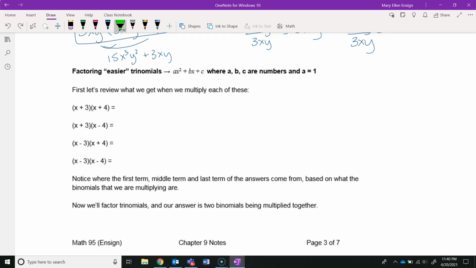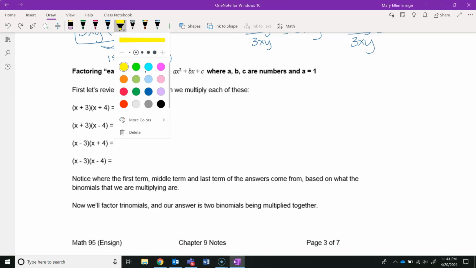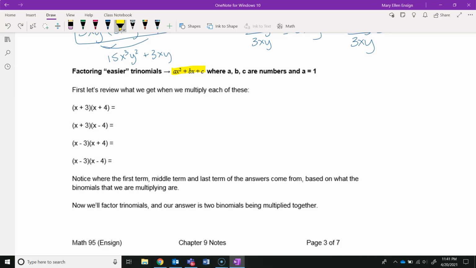So we call these easier trinomials, okay? So trinomial, and we know tri means 3. So these are polynomials that are in this form, ax squared plus bx plus c, where a, b, and c are numbers and a equals 1. So what does that mean?